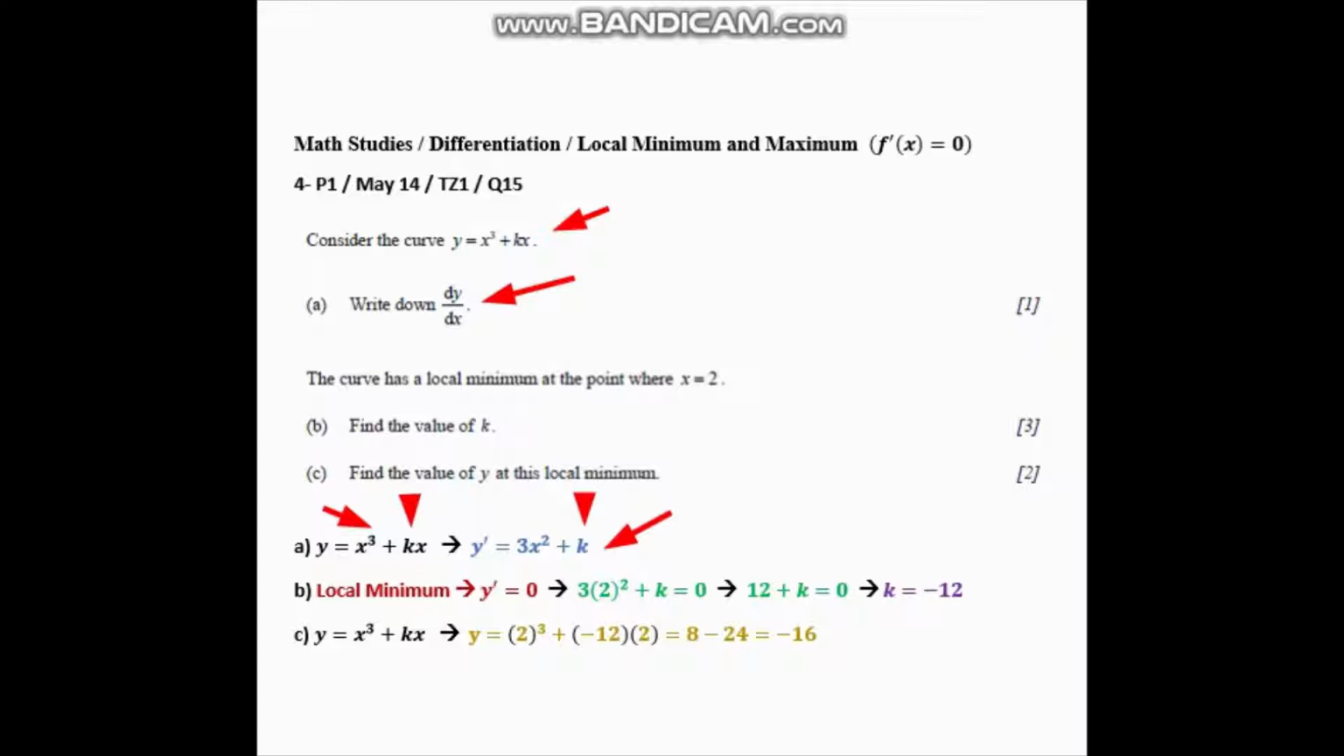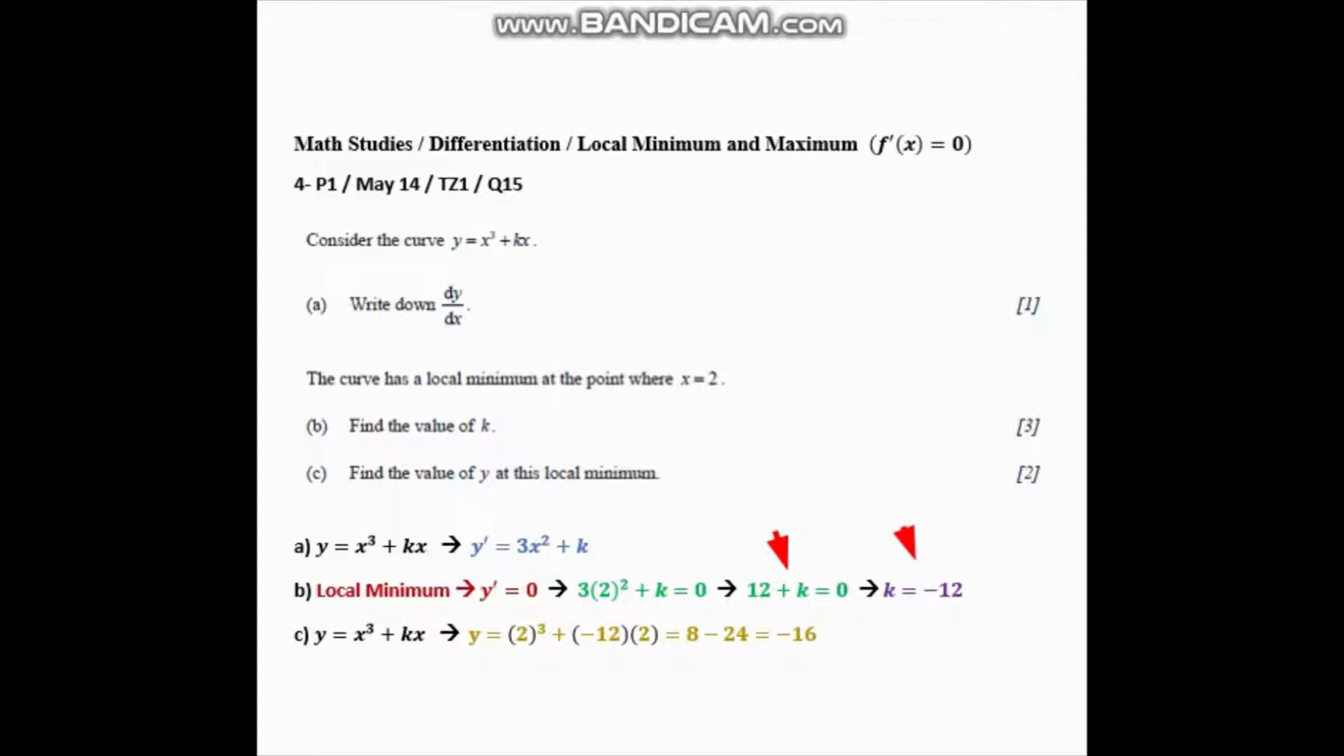So the curve, we are told, has a local minimum at the point where x equals 2. And again, we know that local minimum means that f dash of x equals 0 at x equals 2. So we are going to go to f dash or y dash and replace the x with the 2 and set it to 0. So that's what I did in the green equation right there. Instead of x, I wrote down 2, and I set the equation to 0. So 3 times 2 squared gives me 12. 12 plus k equals 0, hence k equals negative 12.